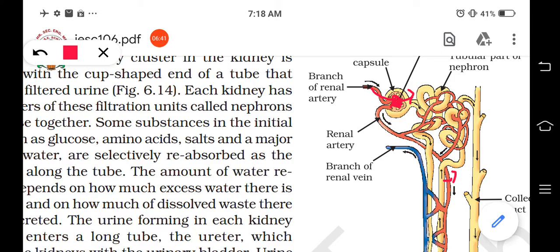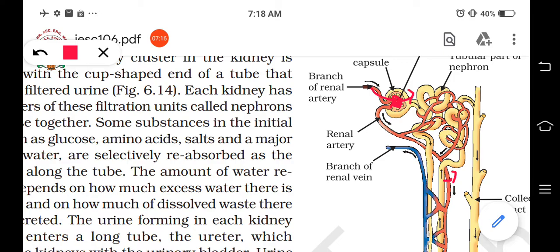Understood? So what happens, many of the components like glucose, useful substances, are getting absorbed back into the body by tubular absorption. So from where to where does it take place? As the glomerular filtrate passes down through the tubular part of the nephron, many of the useful components are absorbed back into the blood capillary that is surrounding the tubular part of the nephron.